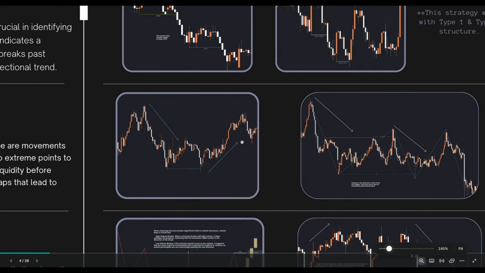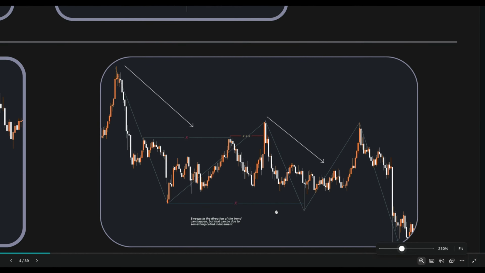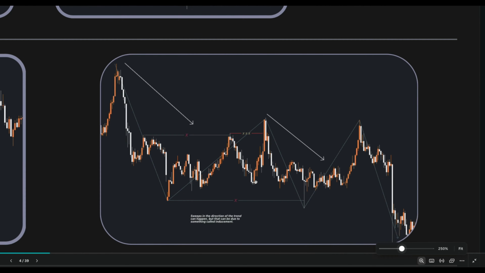And as you can see, it actually started going back up. All right, and now here you can see another example of the overall market direction being bearish, and here you can see sweeps in the direction of the trend can happen, but that can be due to something called inducement. So you can see small liquidity sweeps right in the direction of the trend. In this case, it's a bearish trend, but you can see sweeps right here and then another sweep right here.